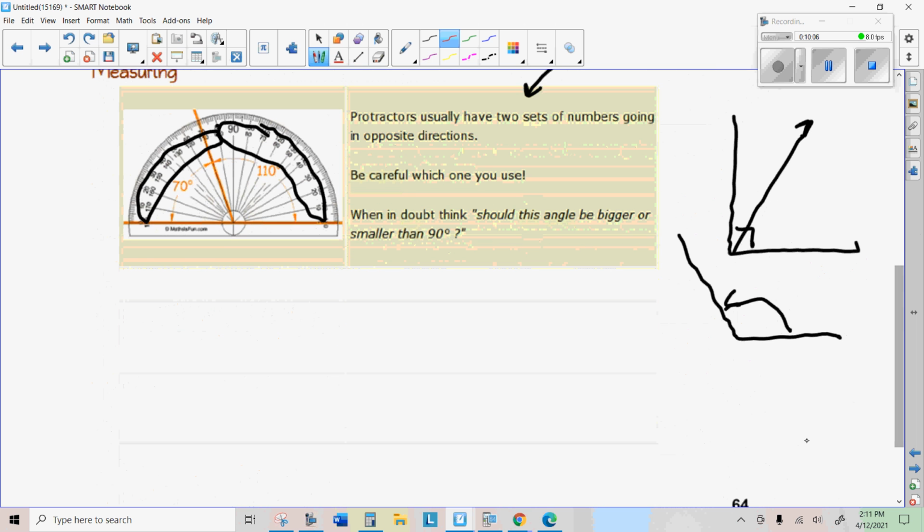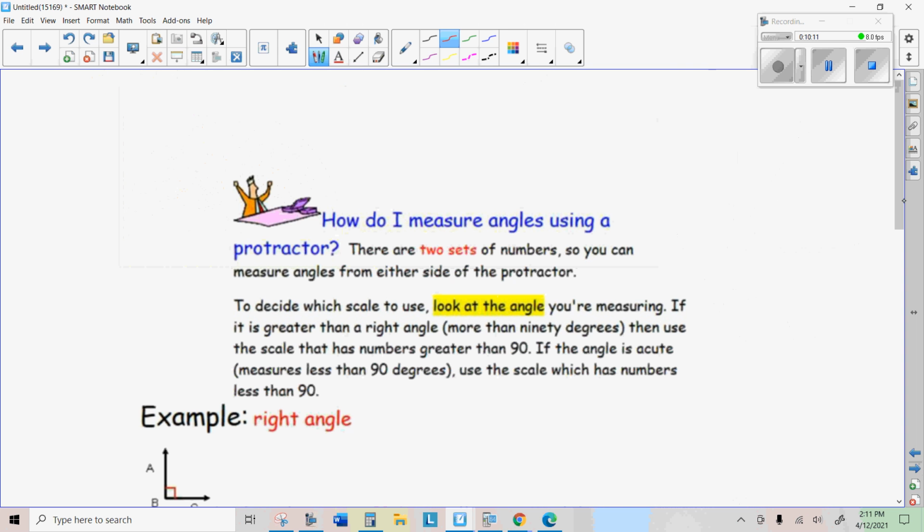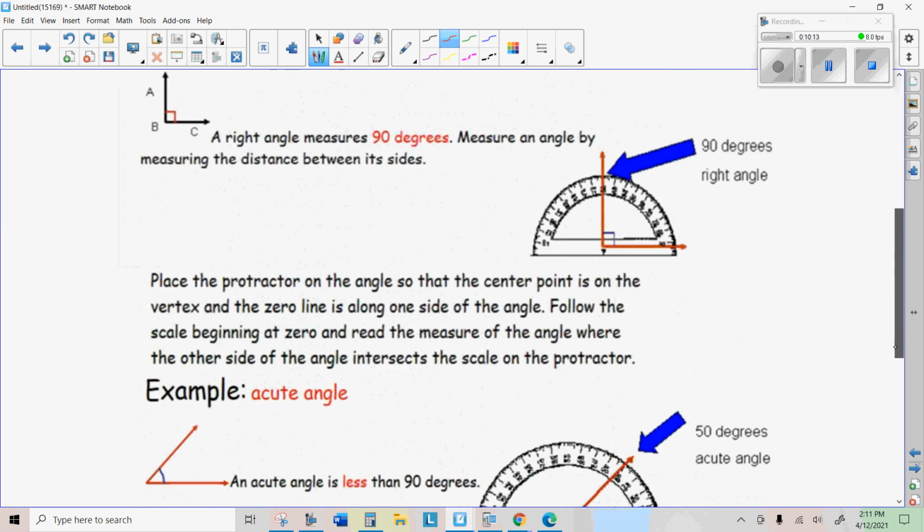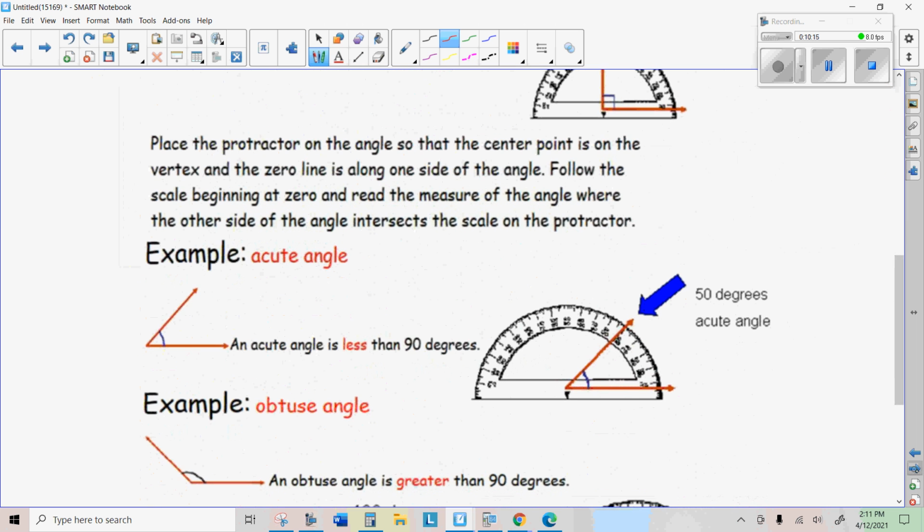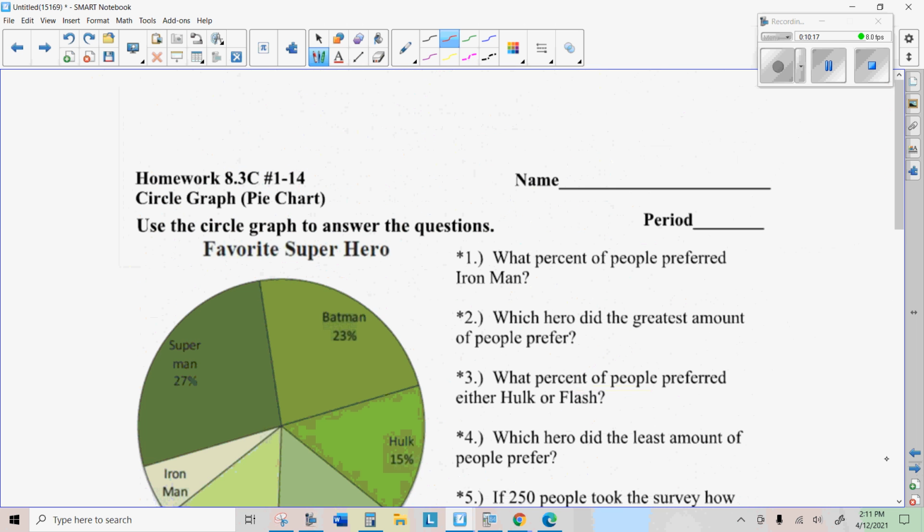All right. Well, that should get you started. I showed you how to measure angles. You can review some of this if you like. You should be ready to do your homework. Other than that, I'll talk to you soon.